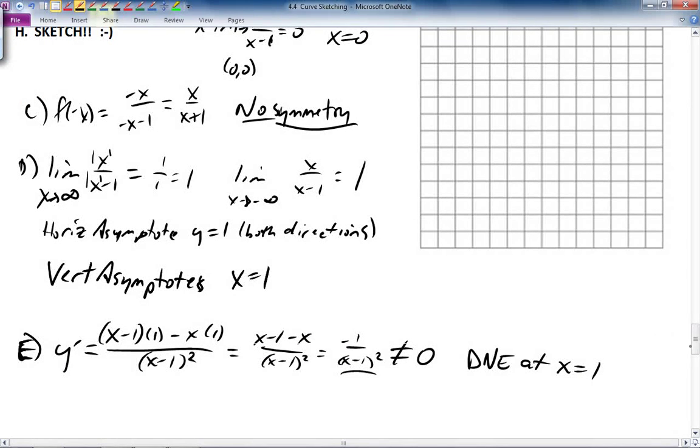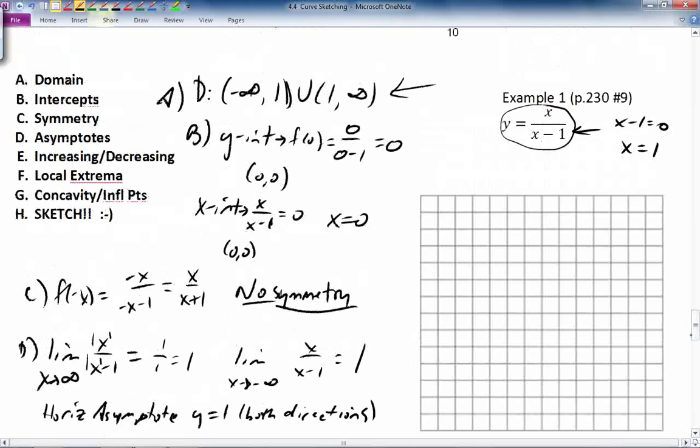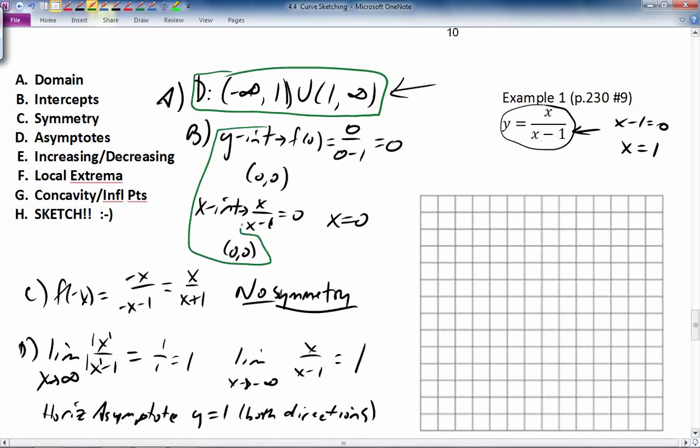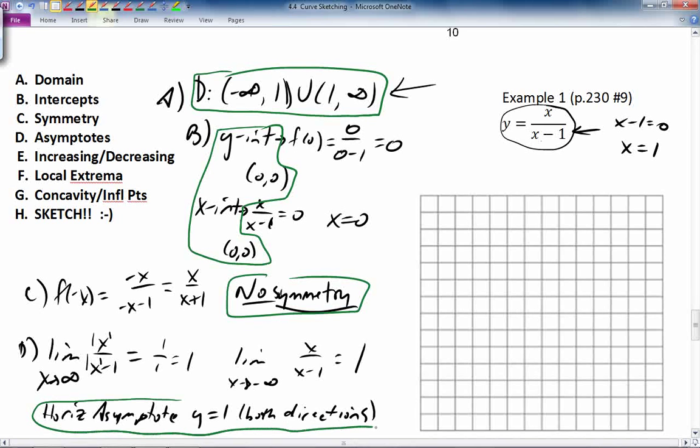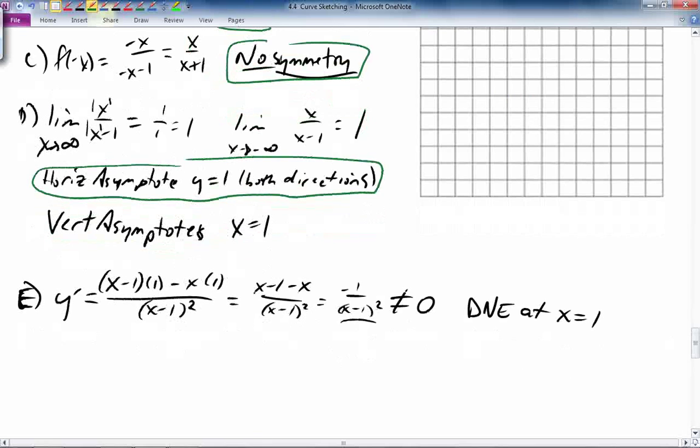So it'll probably be good for us to identify our answers here too. There's our domain. Here's our y-intercept and our x-intercept, which is really the same point. There is no symmetry. We have a horizontal asymptote at y equals 1 in both directions. And we have a vertical asymptote at x equals 1.